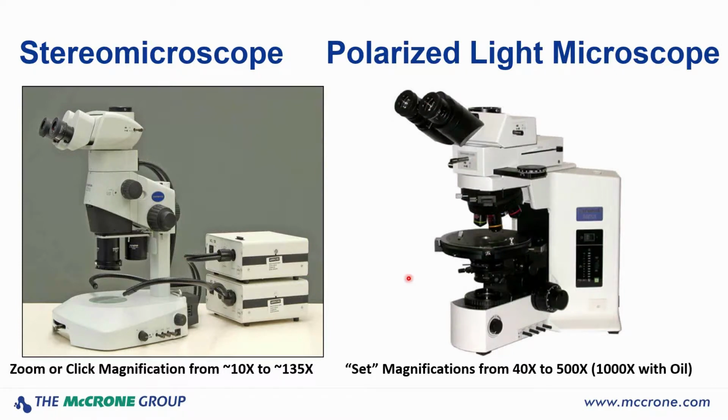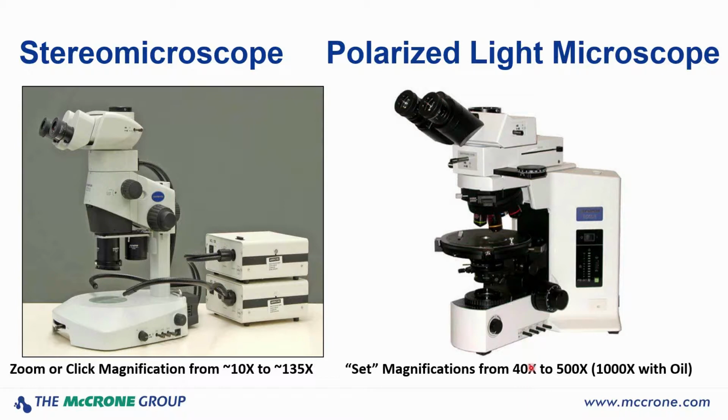The other scope we're going to talk about is a polarized light microscope. Many of you are familiar with that. I say it has set magnifications. Its magnification is dependent solely on the objectives and the eyepieces. You can buy several nose pieces and put up to 6 objectives on a nose piece.